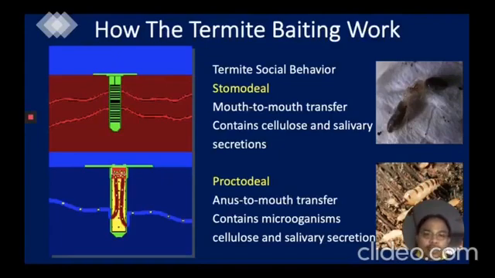Another one is trophallaxis. There are two types of trophallaxis here. One is stomodeal: when they feed on the IGR bait, they accumulate it and transfer it to other individuals mouth to mouth, and also through proctodeal trophallaxis. So indirectly, the active ingredient of the bait product is transferred to the whole colony when they go back to the colony.